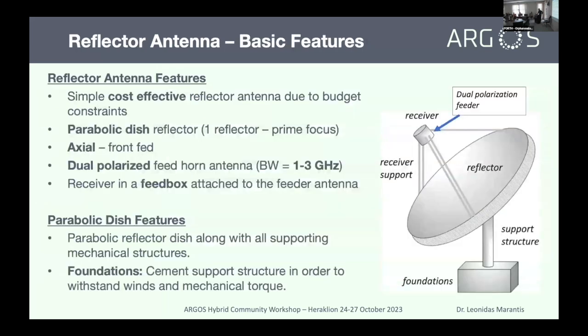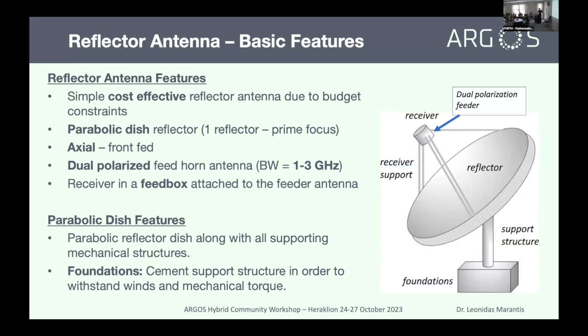And a few words now about the reflector antenna and the basic features of the reflector antenna of the Argos project. We want to make a simple, cost-effective antenna, as John mentioned earlier. There is always a trade-off between cost and performance. We want to make a simple, cost-effective reflector antenna due to budget constraints. It's going to be a parabolic dish reflector, so we're talking about one reflector, prime focus, axial, front fed, as you can see from the picture.